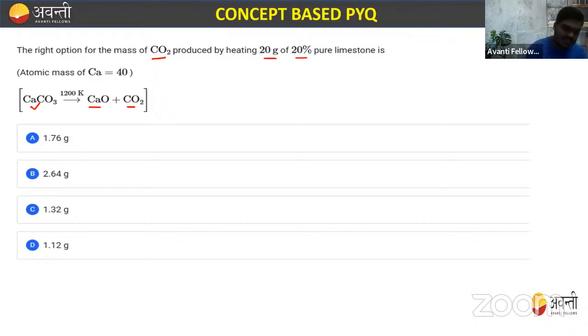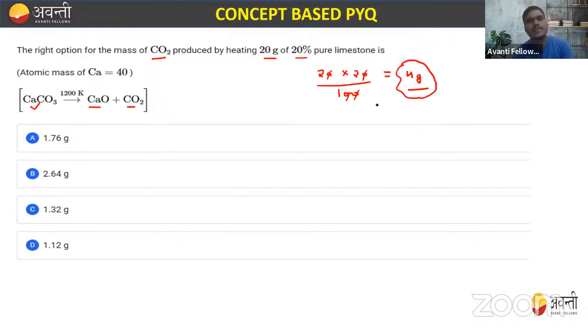So from this equation, we can say that this is CaCO3 and this will decompose. So first of all, calculate 20 gram of 20% pure limestone, right? So this is 20 gram into 20% of the pure limestone, that is 20 into 20 divided by 100. So 0, 0 cancel, 2 into 2, 4 gram. So actually you need to calculate what amount of CO2 is produced by the 4 gram of CaCO3. ठीक है, तो ये निकालना है एक्चुअल में कि amount of CO2 produced by 4 gram of CaCO3.